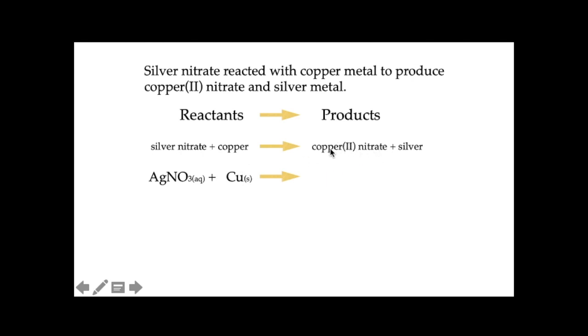Now over on the product side, I have copper 2 nitrate. The charge on copper is 2, but nitrate is still a -1. So that means I'm going to have 2 of the nitrates here, balancing the charges. So we have Cu(NO3)2, with parentheses around NO3, and then we have silver metal. It's once again another element, so I'm just going to write the symbol for silver.